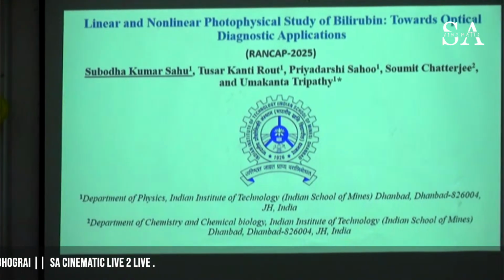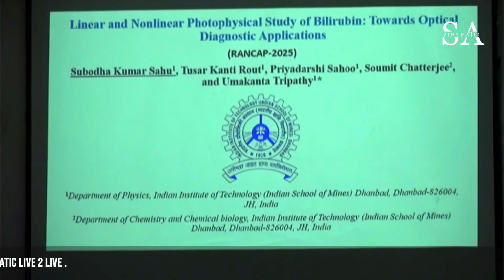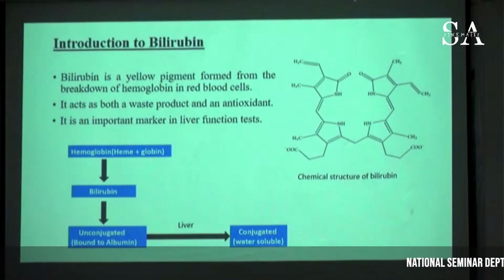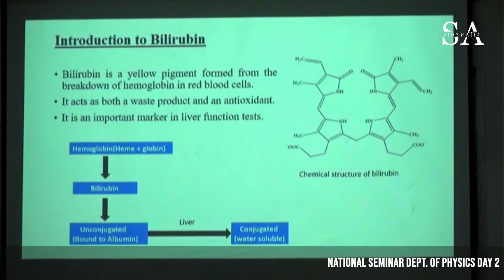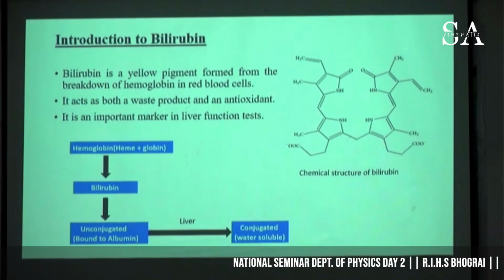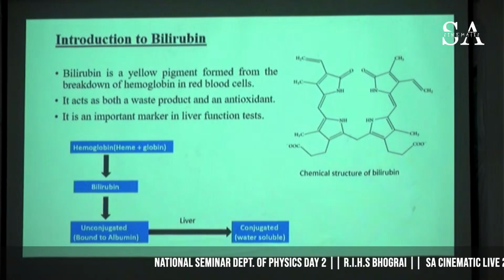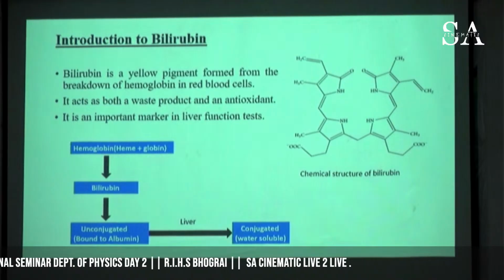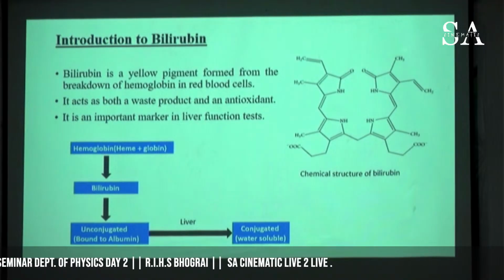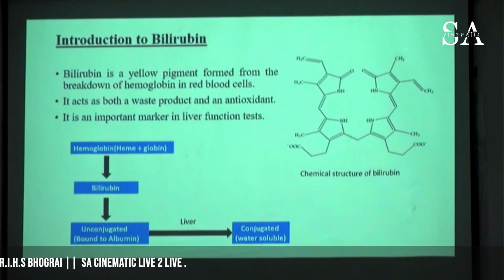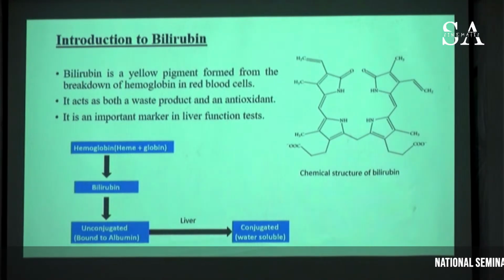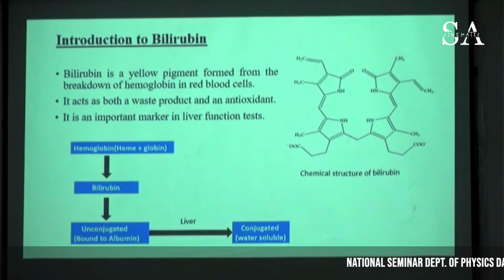So, let us first introduce bilirubin. Next slide. What is bilirubin? When red blood cells break down, the hemoglobin present in them is converted in different stages, and then it converts to bilirubin. Initially, the bilirubin is in an unconjugated state, which is water insoluble, but it reaches the liver with the help of a protein known as albumin. Then the liver converts the unconjugated bilirubin into conjugated bilirubin, which is water soluble.